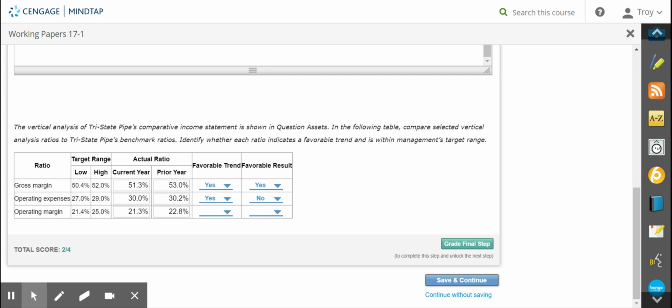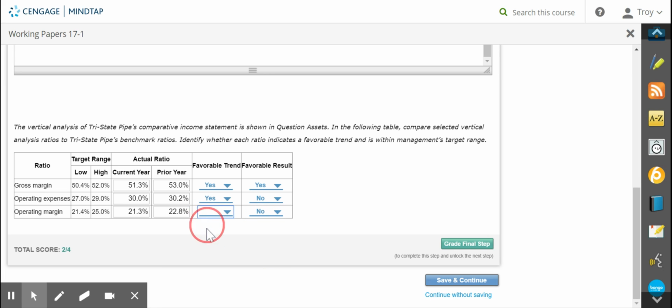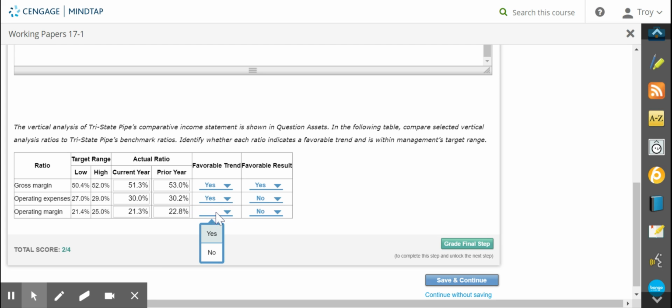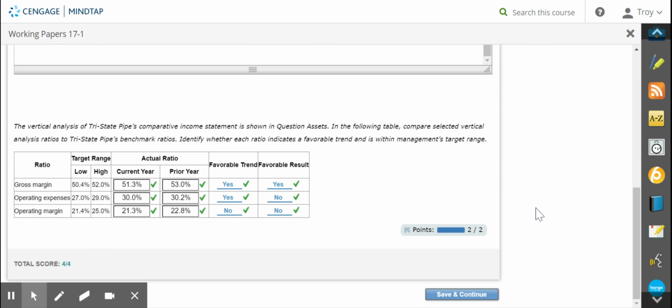I can't talk. Result. Go ahead. Come on. There we go. And you are not favorable. Oh my gosh. Favorable trend. Let's see how we did. Yay. Awesome. Section 1 in the books. Wrap it up.